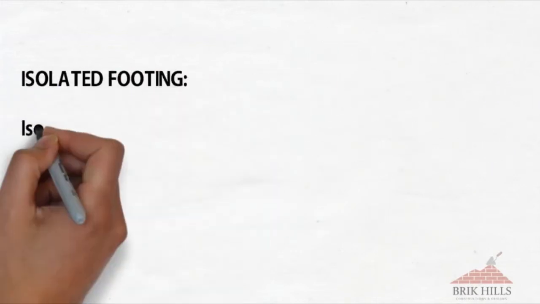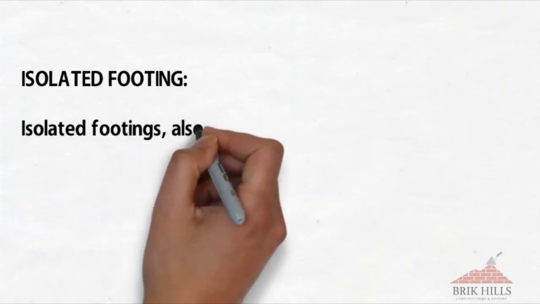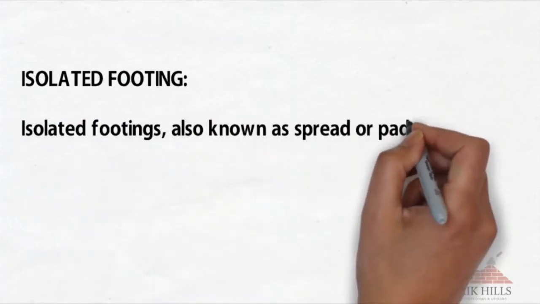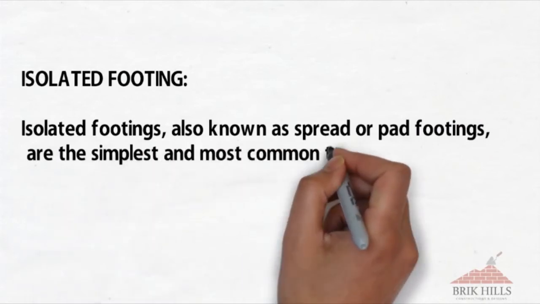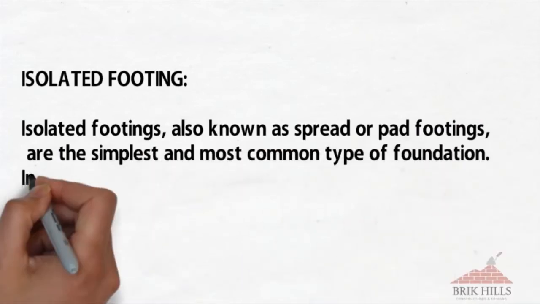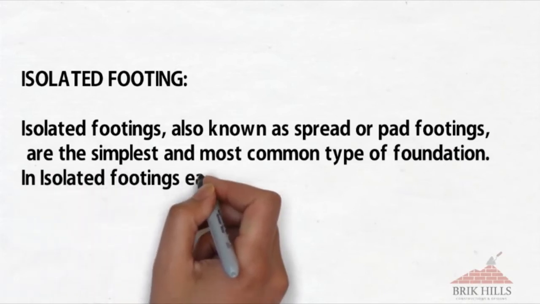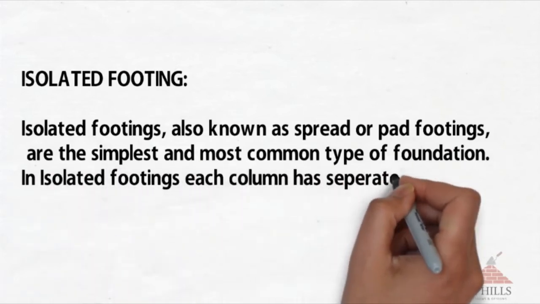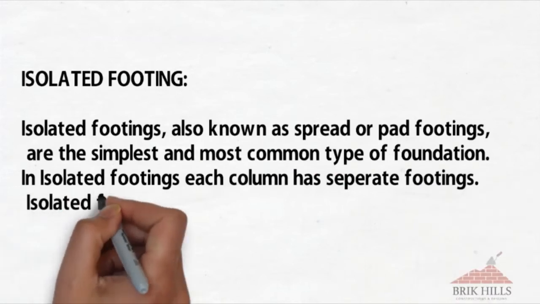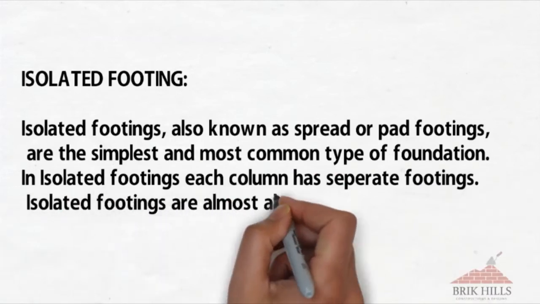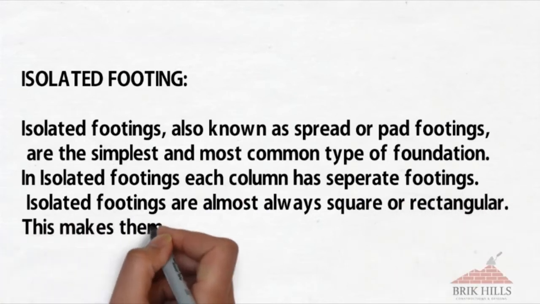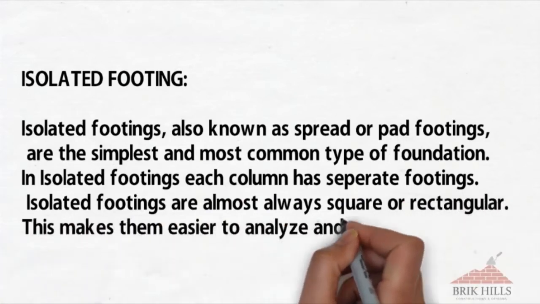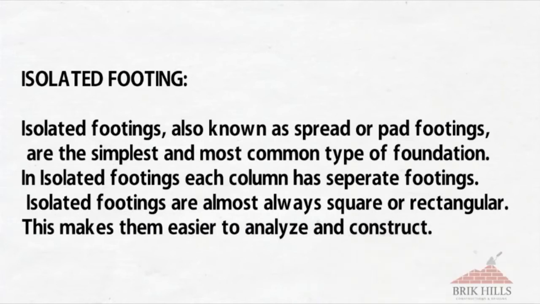First we are going to see about isolated footing. Isolated footings, also known as spread or pad footings, are the simplest and most common type of foundation we are using. In isolated footings, each column has a separate footing. These are almost always square or rectangular in shape, which makes them easier to analyze and construct. This is one of the most common types of foundation that we are using.